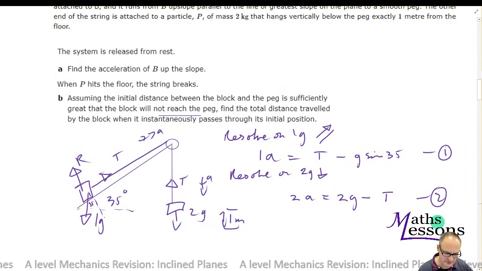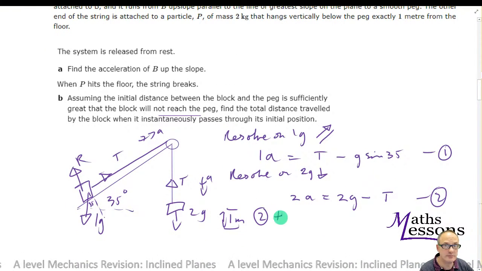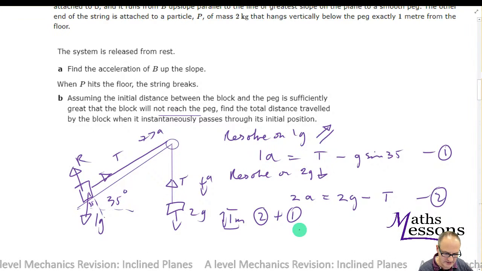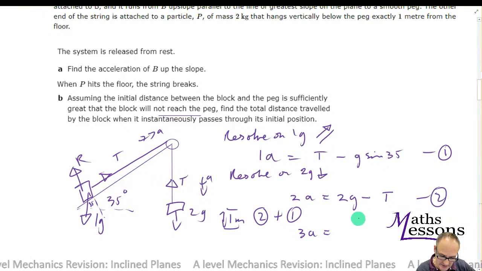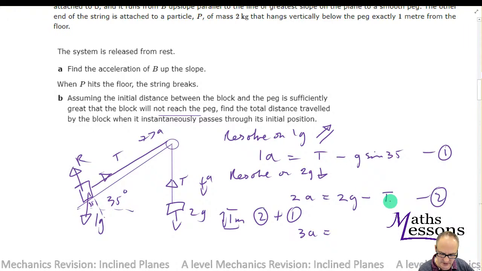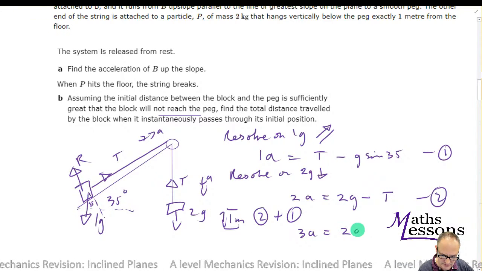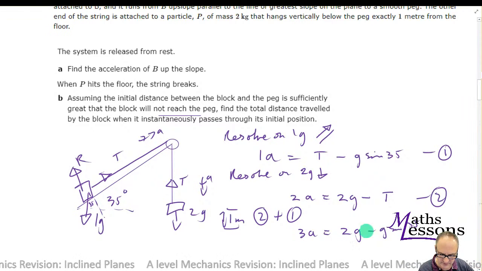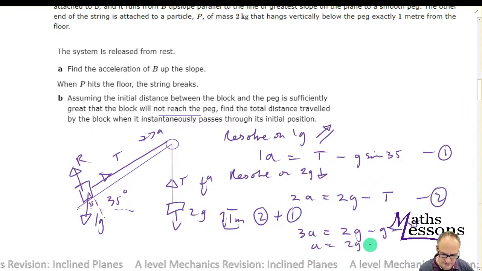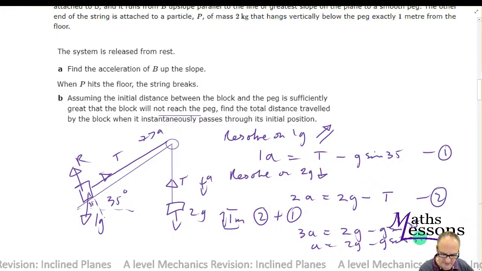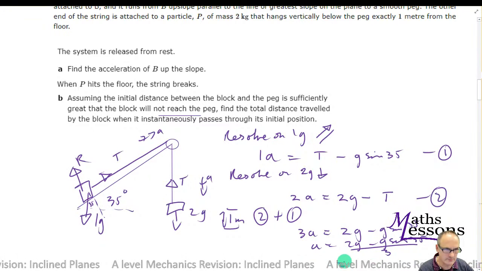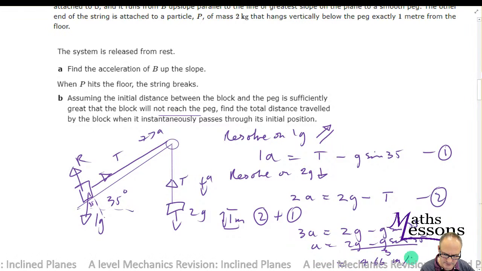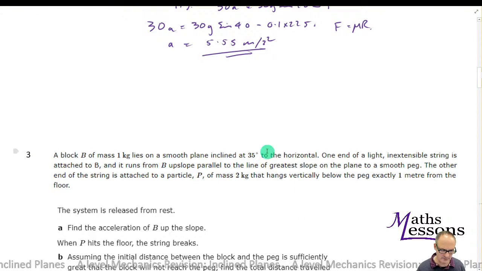Now if we add those two equations together, so we get equation 2 plus equation 1, we get 2a plus 1a is 3a. And we get the T's cancelling. T minus T is 0. So we're going to get 2g, and then we're going to add this minus g sine 35 over here. So the acceleration will equal (2g minus g sine 35) all divided by 3, which comes out to about 4.66 meters per second squared when we calculated that.